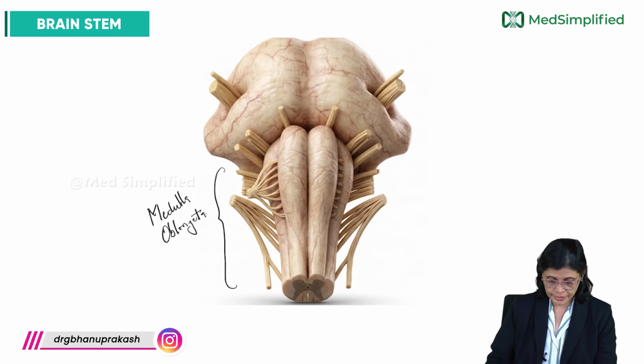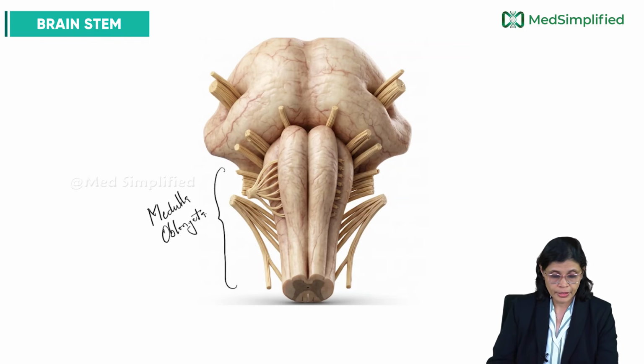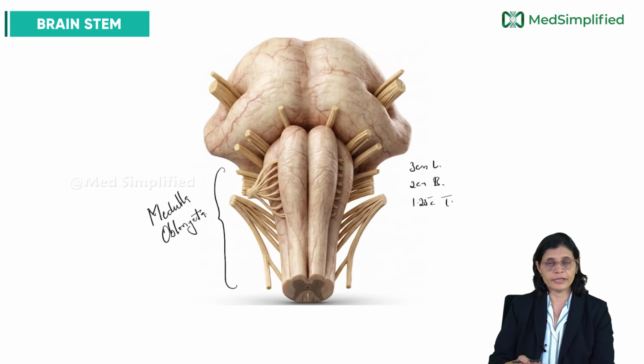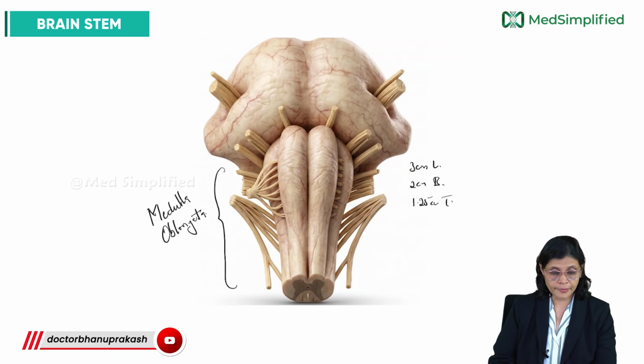The medulla is truncated, shaped like a cone or bulb. That is why any lesion of this which causes paralysis, we call bulbar palsy. The medulla oblongata is about 3 centimeters in length, about 2 centimeters in breadth, and its widest part measures about 1.25 centimeters in thickness.